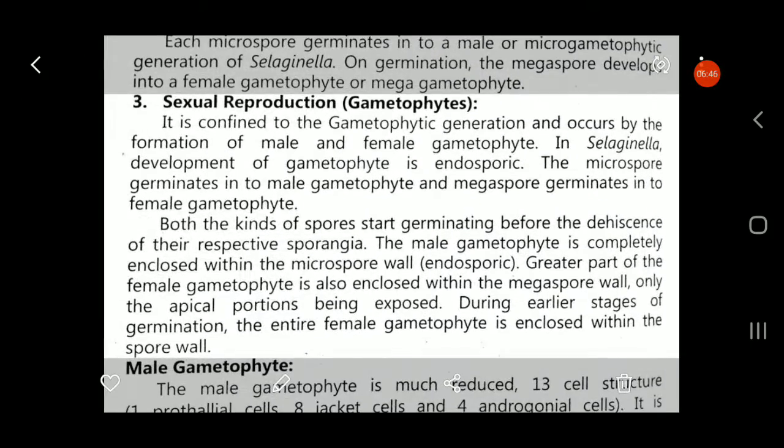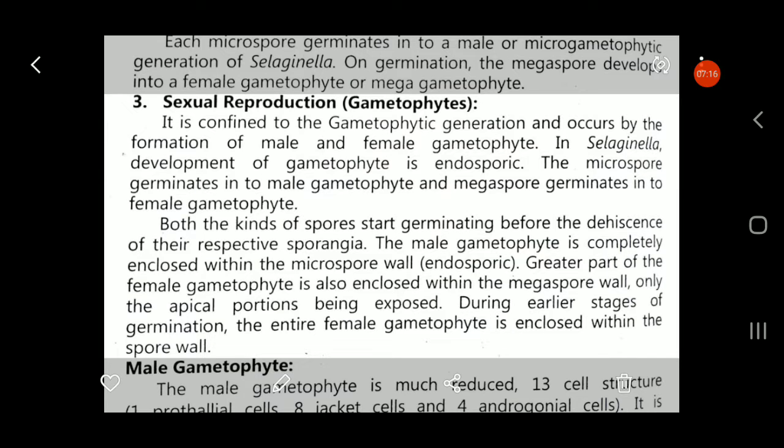Now the second important type of reproduction, the third type, is sexual reproduction. Do you know the meaning of sexual reproduction? Sexual reproduction means there is a fusion of the male gamete and female gamete. Like in the bryophytes, the male sex organ is known as the antheridia and the female as the archegonia. The male gametophyte, the antheridia, consists of antherozoids, which are haploid, and the female gametophyte consists of the archegonium.